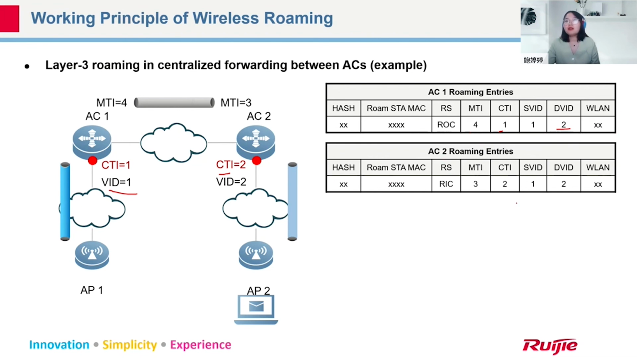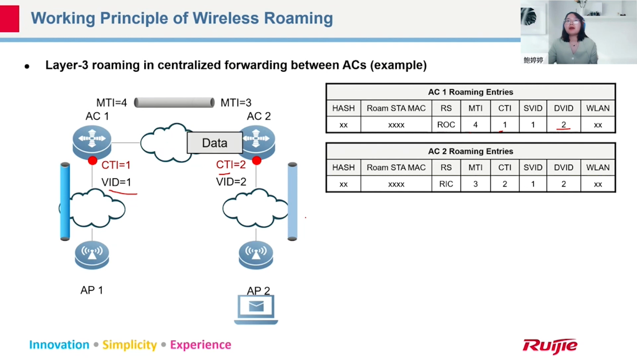On AC2, the MTI value is 3 and the CTI value is 2, to indicate the connection established with AP2. The source VLAN is 1 and the destination VLAN is 2. This is the process. Now the data needs to be forwarded out. The message will be sent to AC2 first. AC2 will find that this is a roaming message, and then the message will be sent to AC1 according to the roaming entry. Inside the tunnel, the outside is the AC1 information. The CTI value is 4.